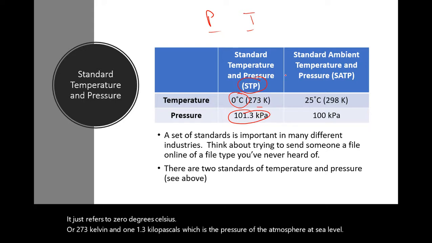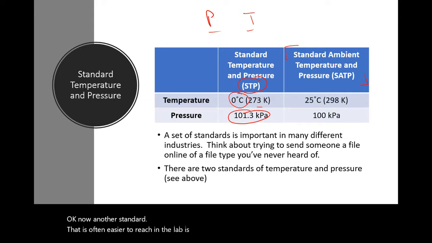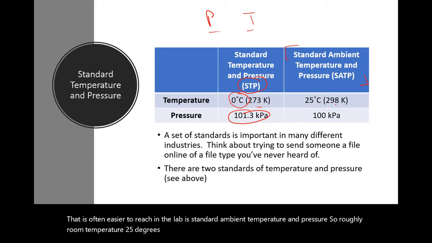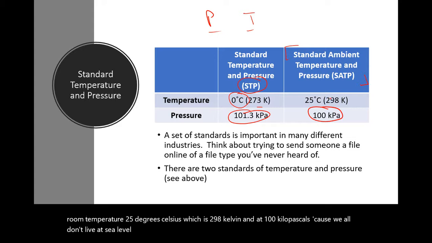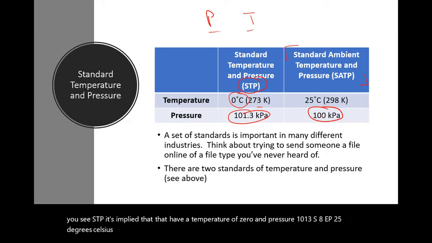Okay, now another standard that is often easier to reach in a lab is standard ambient temperature and pressure. So roughly room temperature, 25 degrees Celsius, which is 298 Kelvin, and at 100 kilopascals, because we all don't live at sea level, although it might be nice. Okay, so these are those two standards. Whenever you see STP, it's implied that you have a temperature of 0 and a pressure of 101.3. SATP: 25 degrees Celsius and 100 kilopascals.